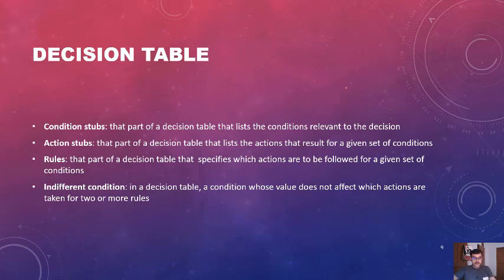And the next one is indifferent conditions. In a decision table, an indifferent condition is a condition whose value does not affect which actions are taken for two or more rules. If there are such conditions for which the decision rules are not affected, these are called indifferent conditions. That means whether that condition is true or false, it does not affect your problem. Okay.